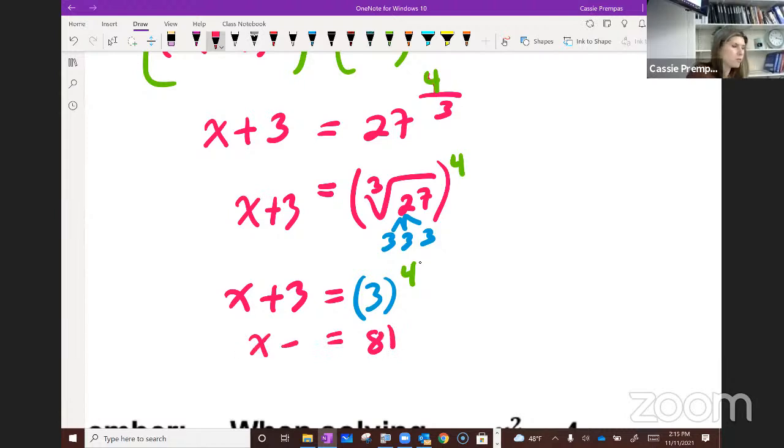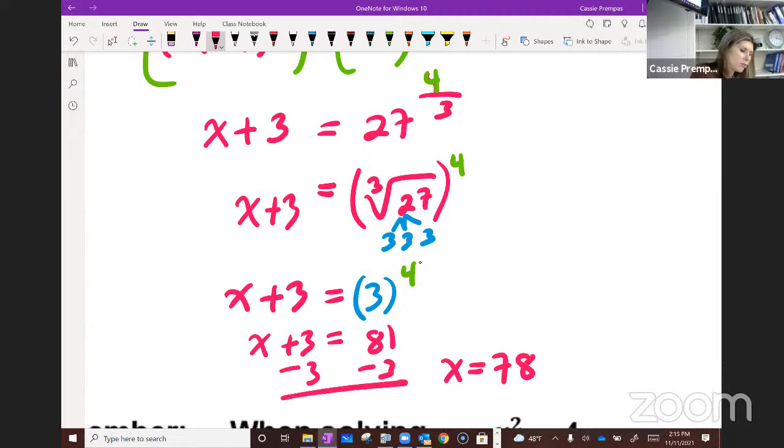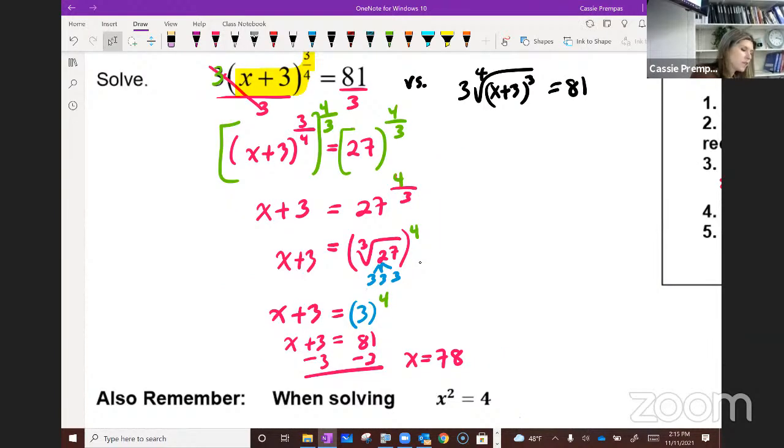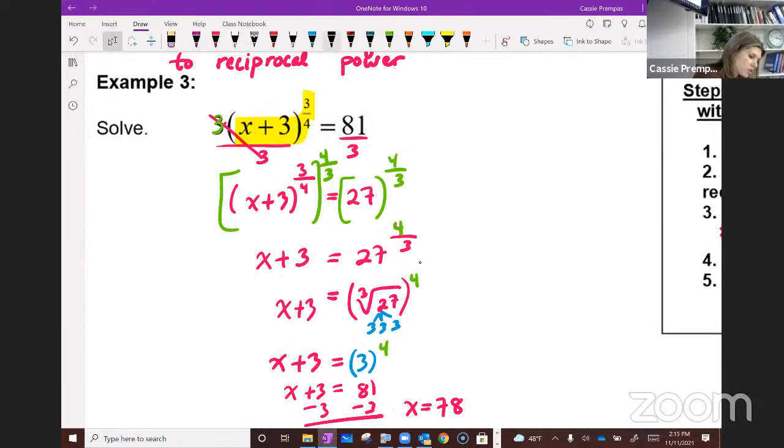And then what do I do to finish this? Subtract 3. And I would get x is equal to 78. But what should I do before I box it? Plug it in and check it. And you can do this on your calculator. You do want to make sure that you plug it into the original equation.